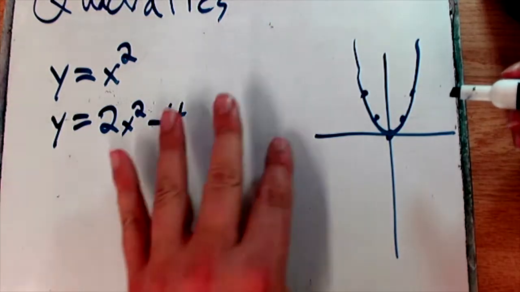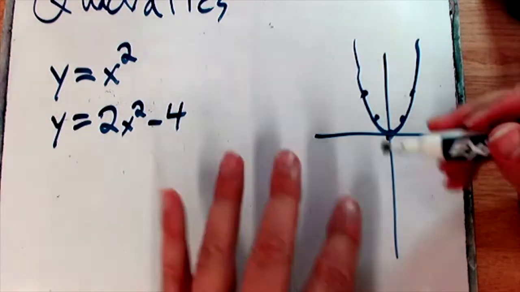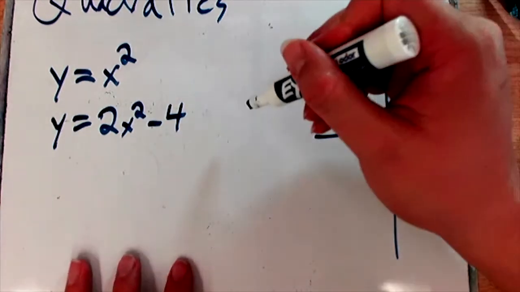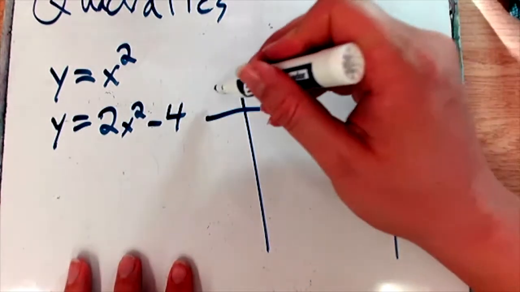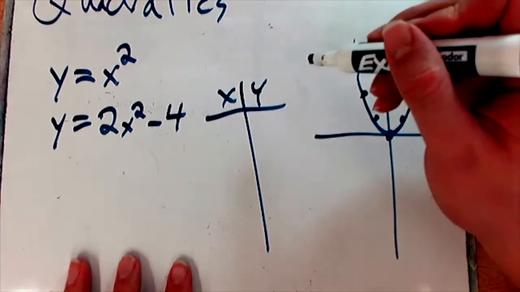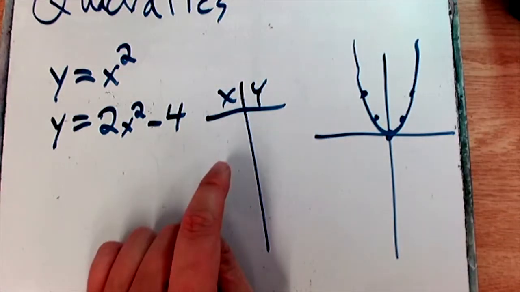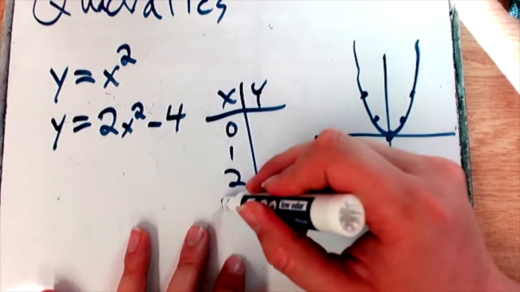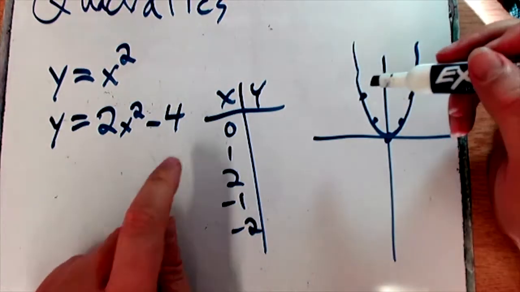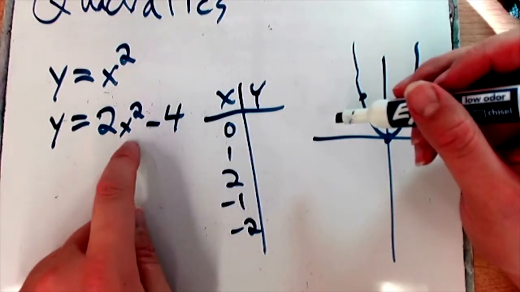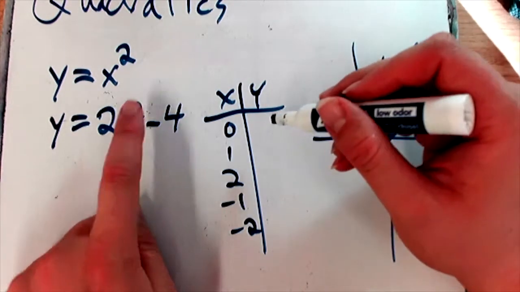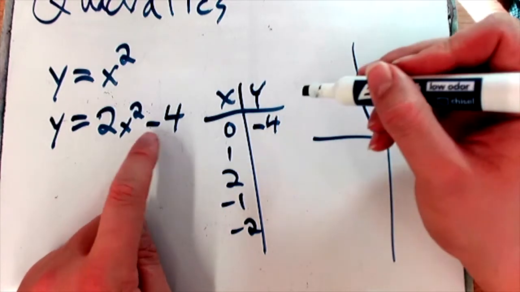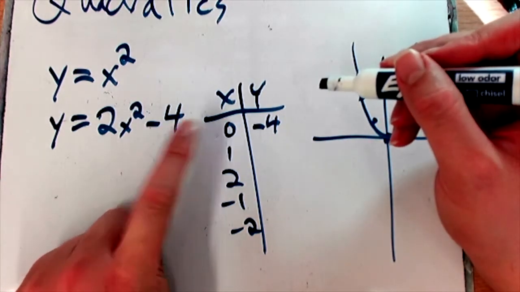So I'm not going to cheat on this, because I know some of the tricks of the trade, since I've been doing this a little while. So we've got y and x here. We're going to do 0, 1, 2, negative 1, negative 2. 0 in for x: 0 squared is 0, times 2 is 0, but then we've got minus 4 there. So when x is 0, y is minus 4.